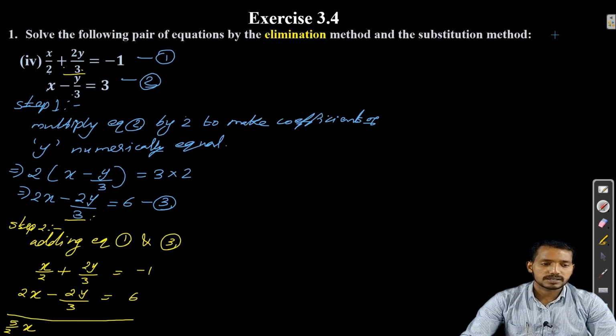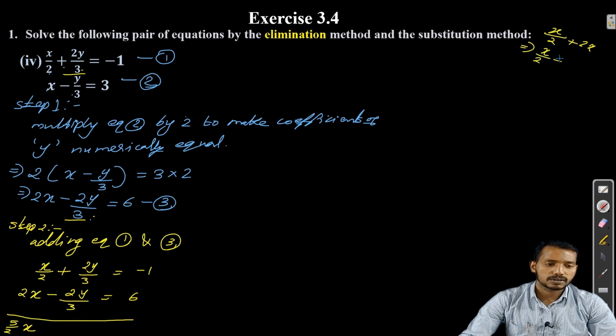If you have any doubt, just listen here. x by 2 plus 2x. Take the LCM, we will get (x plus 2 into 2x) divided by 2, which is x plus 4x divided by 2. x plus 4x is 5x divided by 2.